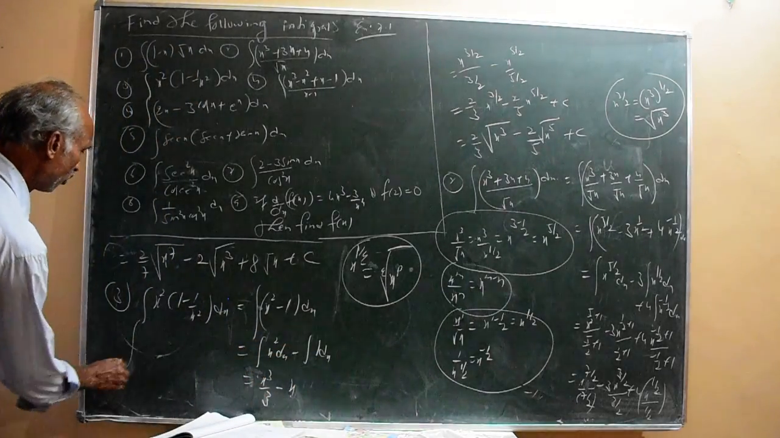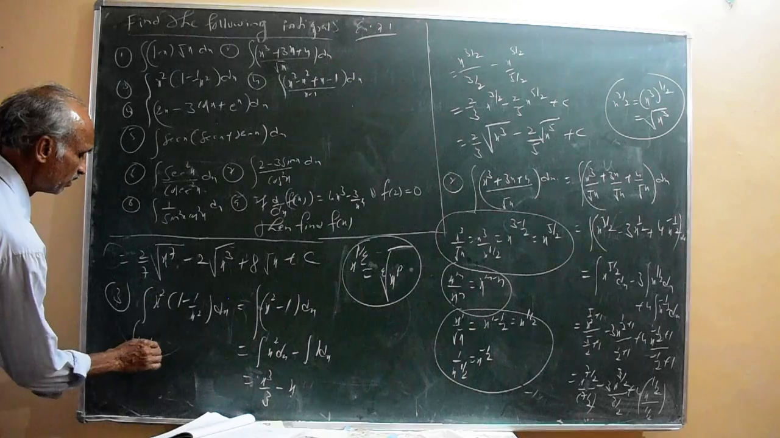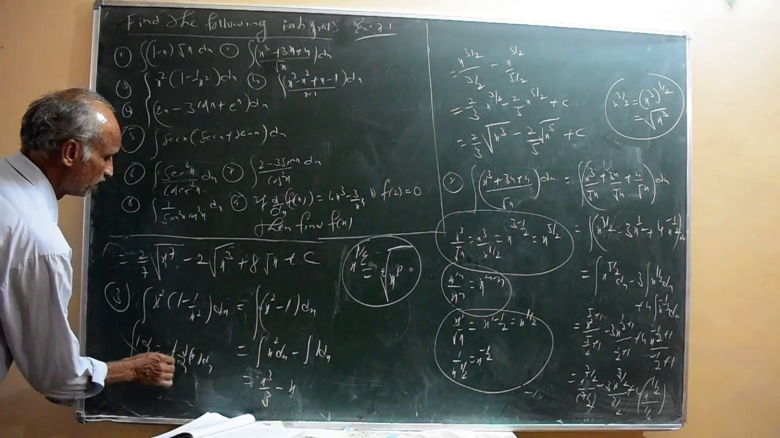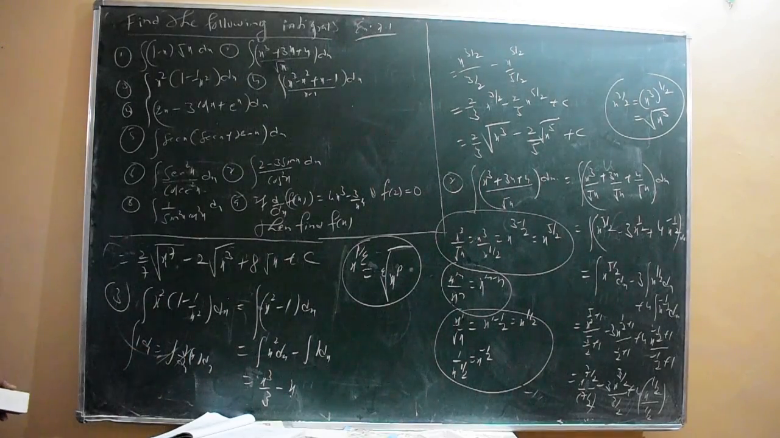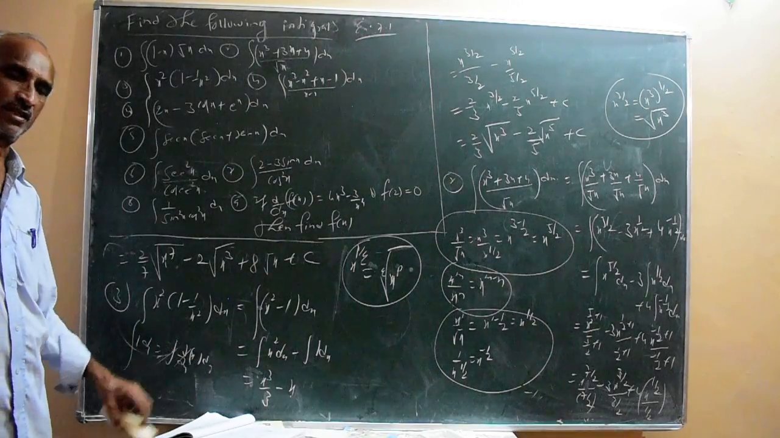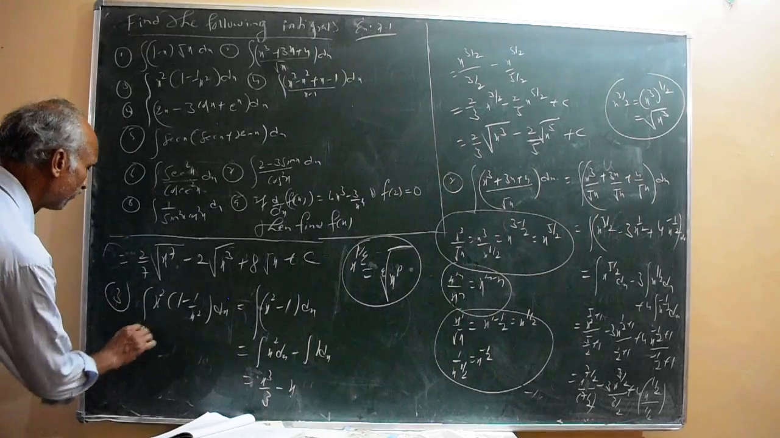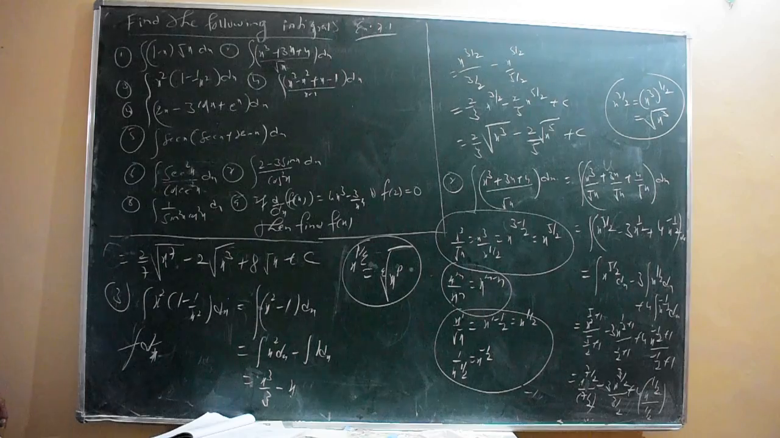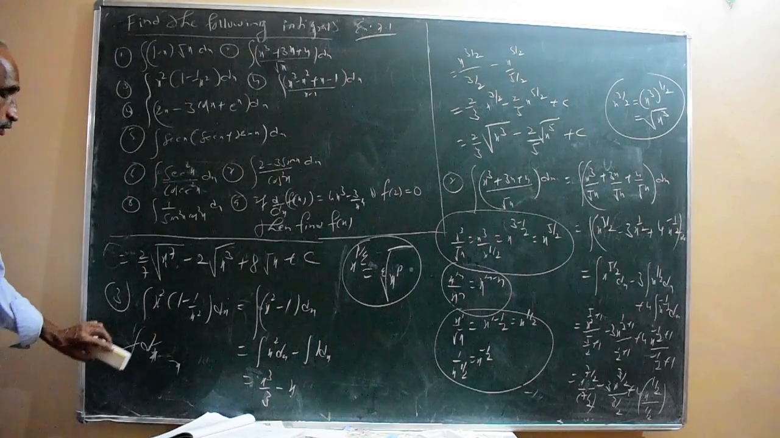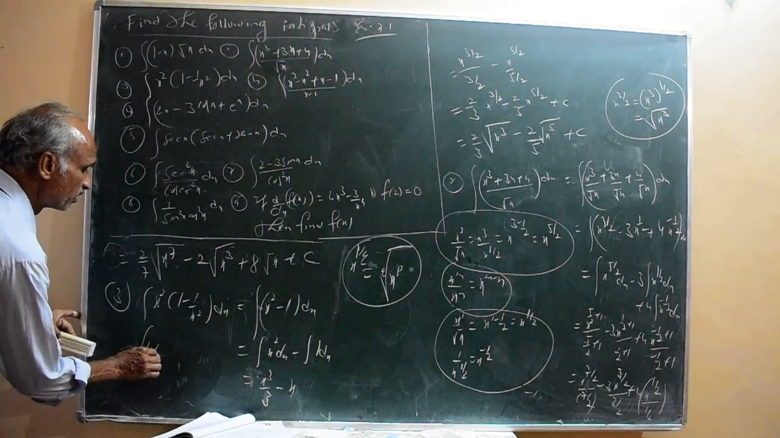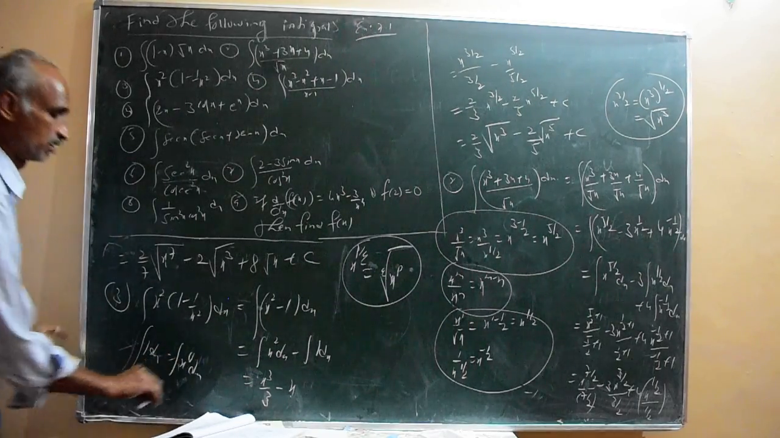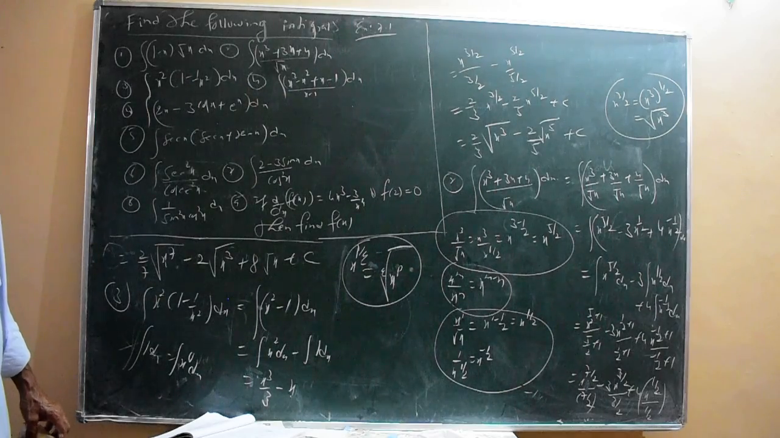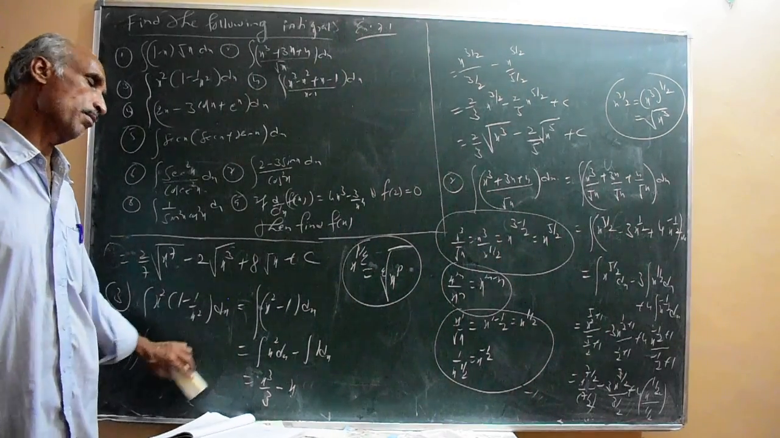Or, integration of 1 dx is equal to integration of d by dx of x dx. When integration and differentiation come together, they cancel, dx goes, and the answer is x. In another explanation, integration of 1 dx, 1 is x raised to 0 dx. Integration of x raised to 0 is x raised to 0 plus 1 upon 0 plus 1, x raised to 1 upon 1, which means x. We will explain it in more detail later.